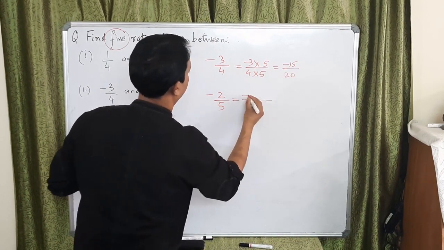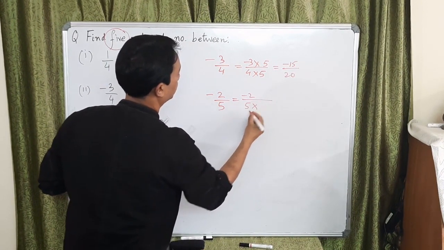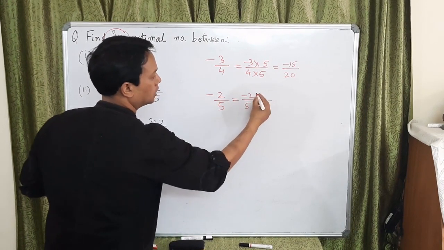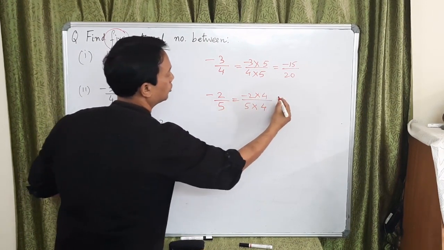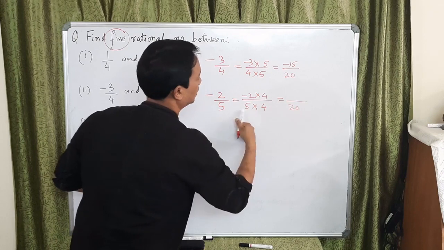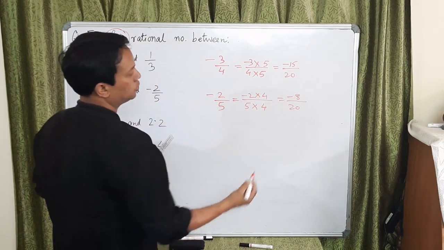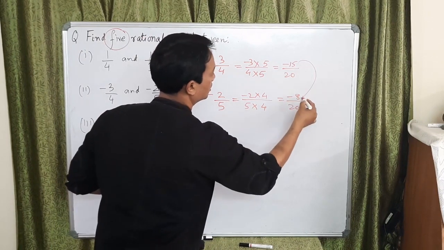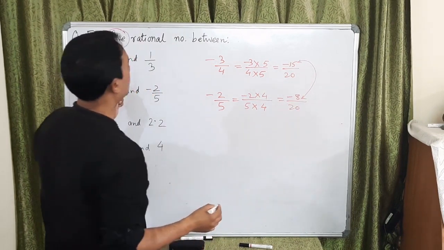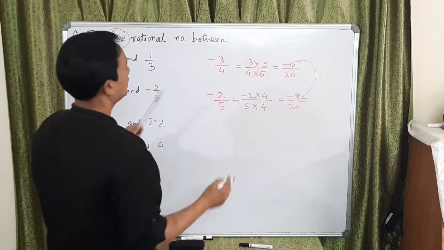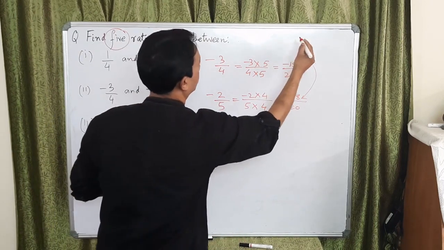In this case, we have minus 2 by 5. In order to make it 20, 5 into 4, so here we'll multiply by 4 to make it 20. In the denominator we are multiplying by 4, so the numerator will be minus 8. Now we'll first look at these two numbers. If we get what we want, then we will not multiply by 10. So between minus 8 and minus 15.